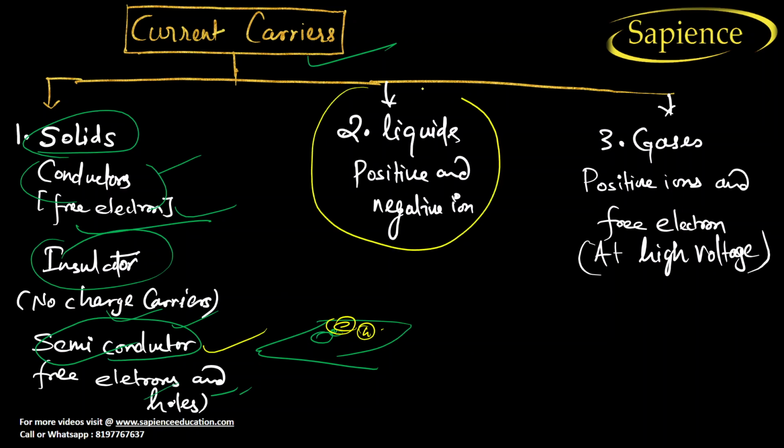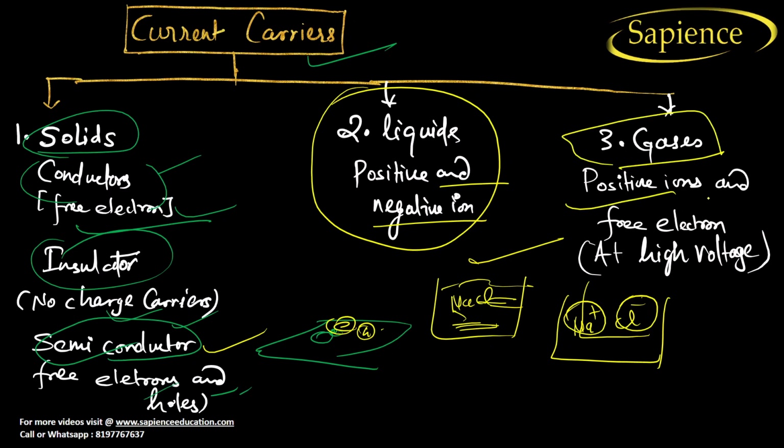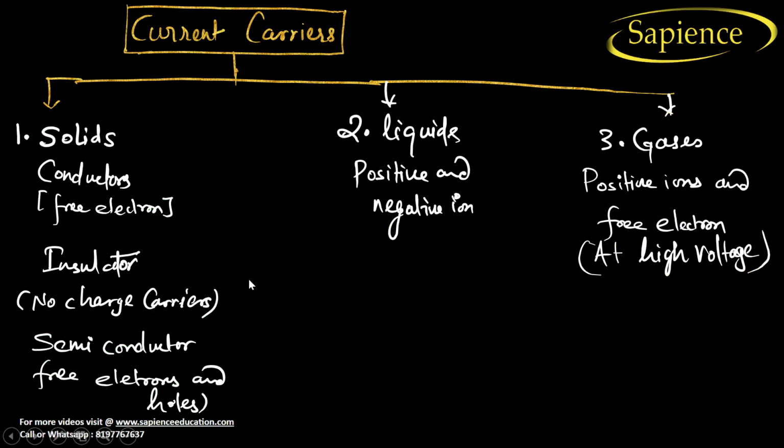When we talk about the liquid, the positive and negative ions are responsible. For example, NaCl is there, and it is in molten form. So what will happen? Na plus ion and Cl minus ion. So positive as well as negative ions are responsible for the movement of the charge in the liquid. And when we talk about the gas, positive ions and free electrons at a high voltage. So these are the entities which are responsible as current carriers.